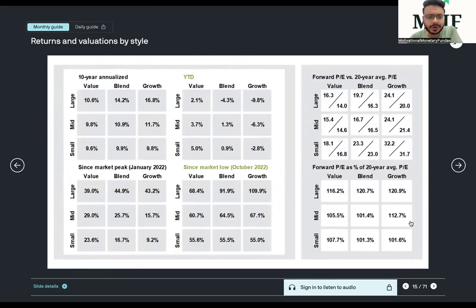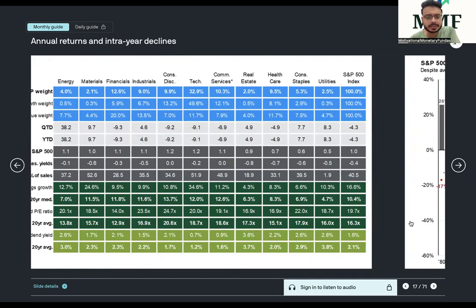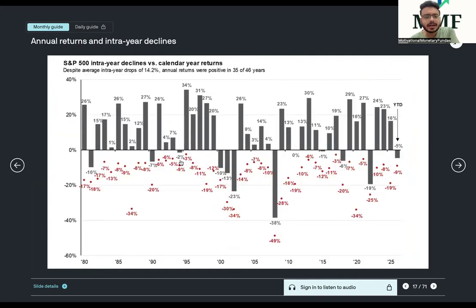Again, this is something that you can read. Similarly with this, based upon different sectors and returns. Again, this is something that you can read. It says, and we have a similar chart for Nifty 50 also, right? That despite the average intra-year drops of 14.2%, average annual returns were positive in 35 out of 46 years.